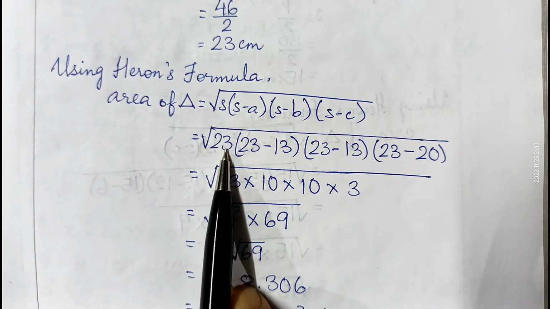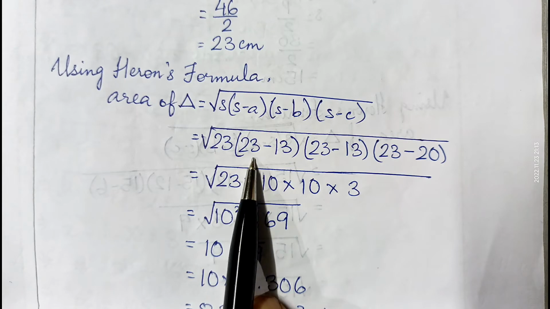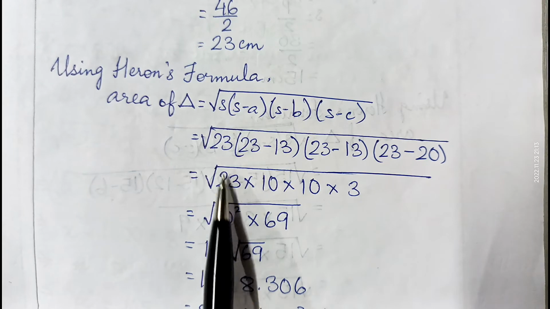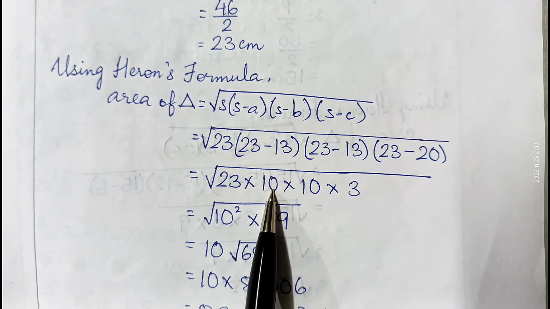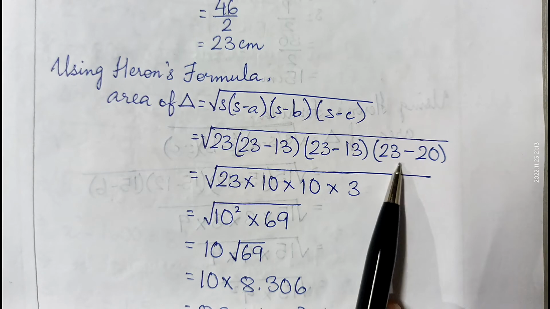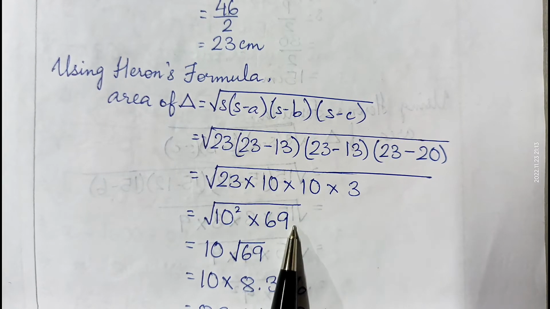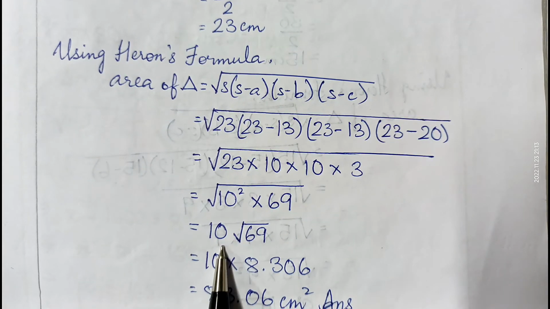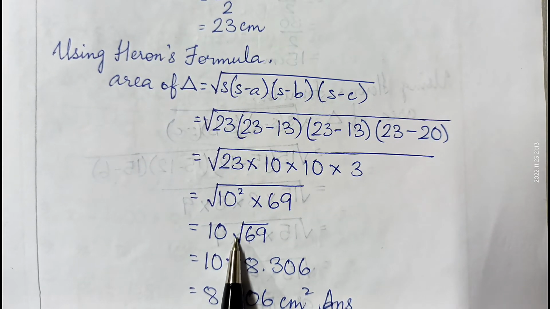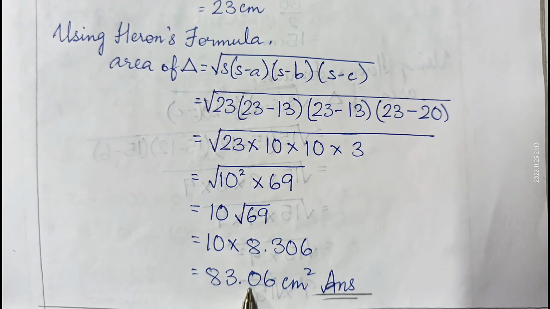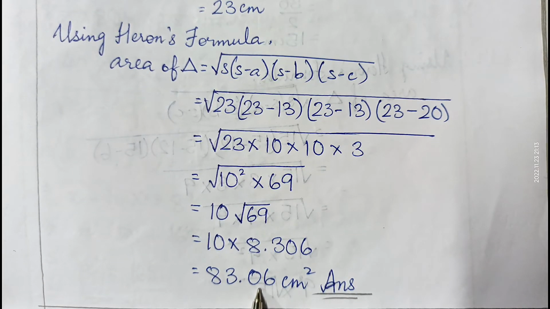Here s we got 23, so 23 into 23 minus 13, 23 minus 13, into 23 minus 20. 23 minus 13 will be 10, here also 10, and here it will be 3, so it will be 10 square into 23 into 3, which is 69. Since it is 10 square, we can write 10 outside the square root, so it will be 10 into root over 69, and root over 69 is 8.306. If you multiply, it will be 83.06. Therefore, the required area of the triangle is 83.06 centimeter square.